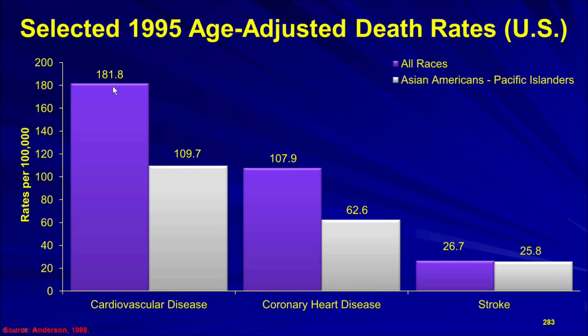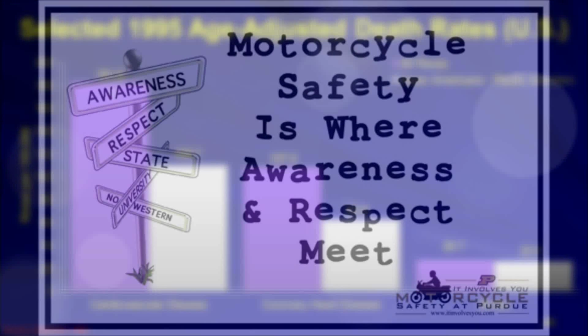the total population. What is it then? We would begin to use analytic epidemiology to ask the question: what is it that they're doing that the total population is not, that helps reduce these two diseases, cardiovascular disease and coronary heart disease?